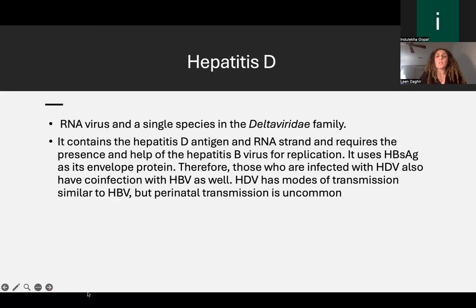Hepatitis D is an RNA virus and a single species in the Delta virus family. It contains the hepatitis D antigen and an RNA strand and requires the presence and help of the hepatitis B virus to replicate. It uses hepatitis B surface antigen as its envelope protein. Therefore, those who are infected with hepatitis D virus also have co-infection with hepatitis B virus. Hepatitis D has modes of transmission similar to hepatitis B, but perinatal transmission is uncommon.